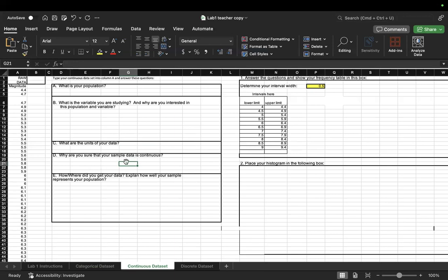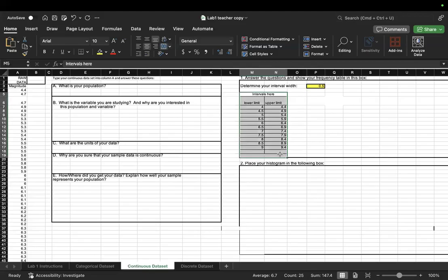I want to know, how do you know your sample data is continuous? You need to tell me how your variable fits with the definition of continuous. E is the same thing. How did you get your data? Now this is the part you don't have to do. I'm going to highlight it right here. You don't have to do that piece.